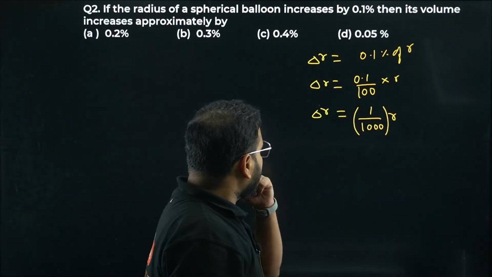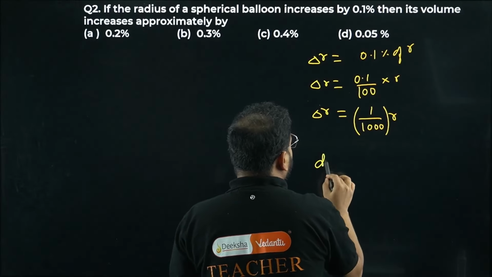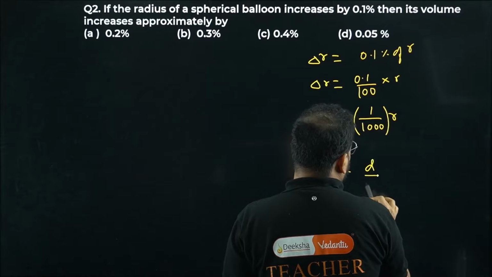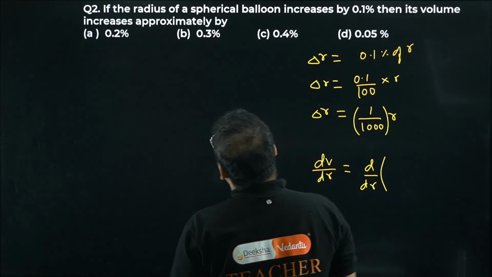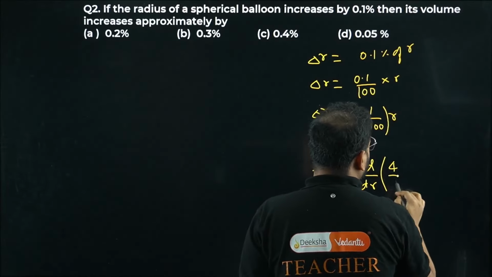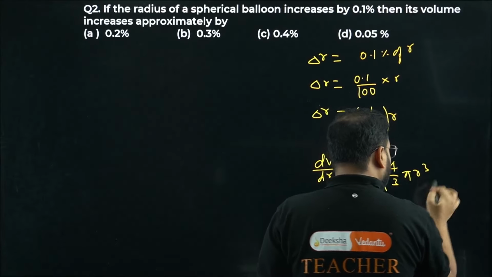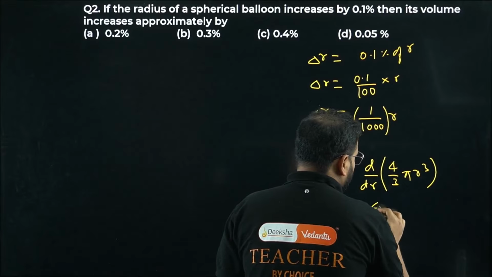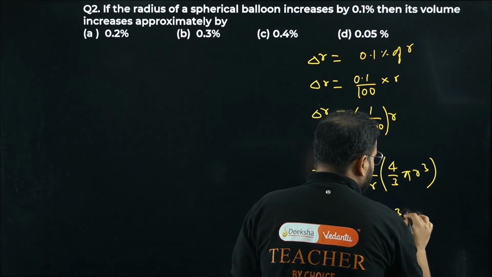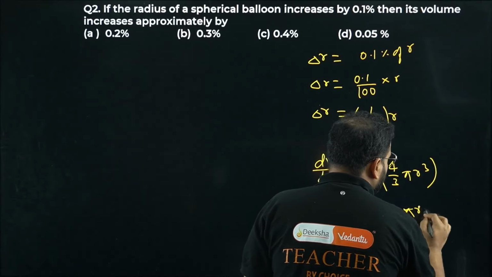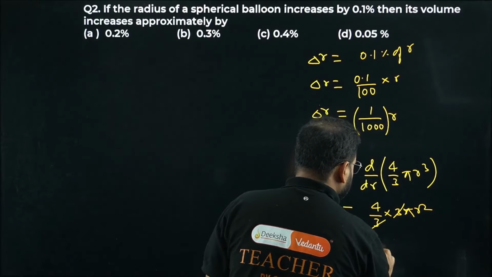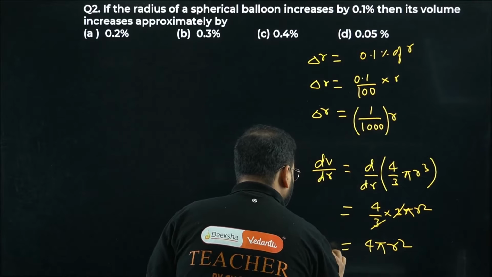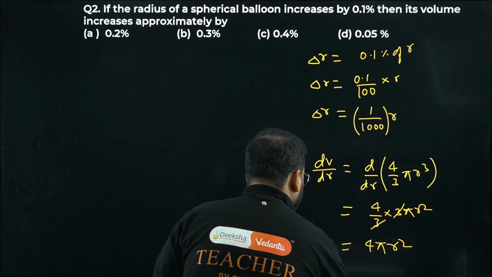Now how about dv by dr? The derivative of the volume of a spherical balloon, 4 by 3 pi r cube. Let's differentiate it. You're going to get 4 by 3 times 3 pi r square. The 3 and 3 cancel, and what I'm getting here is 4 pi r square. This is the value of dv by dr.